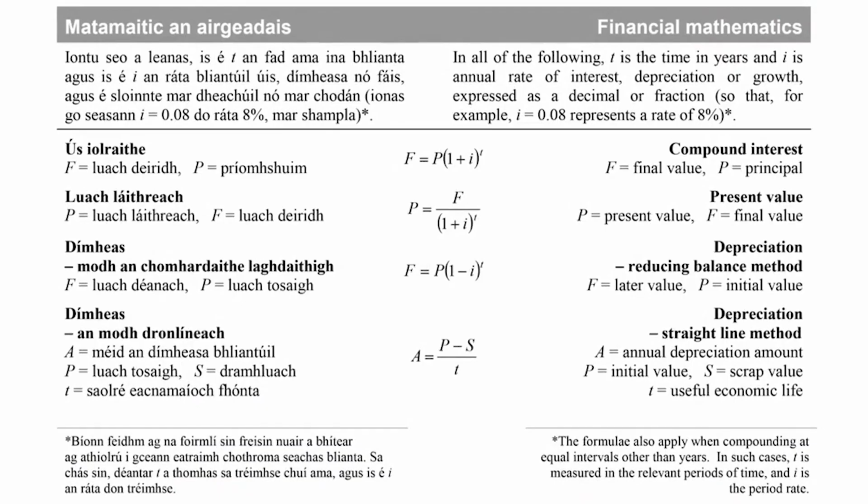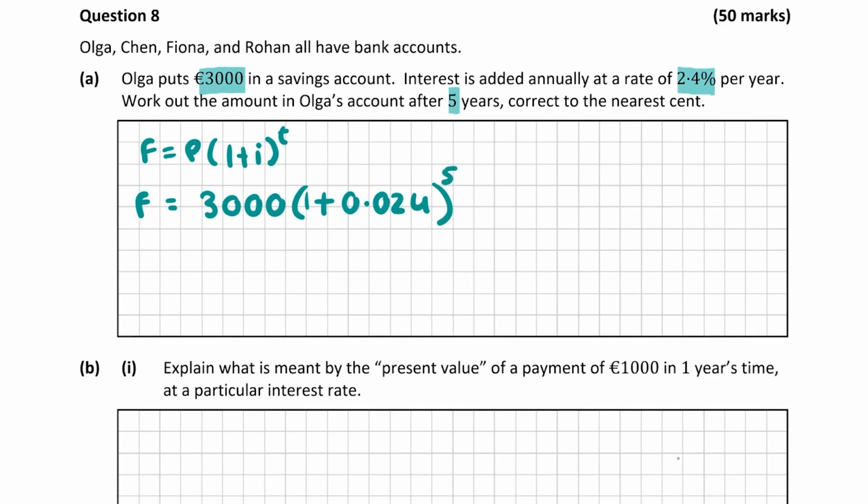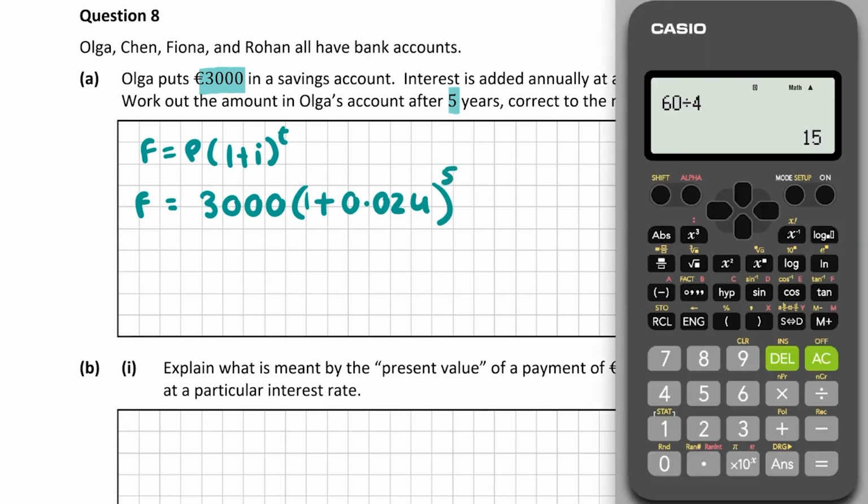So the formula in question here is the compound interest formula, which is F is equal to P (1 plus i) to the power of t. So I'm just going to rewrite the formula here. F is equal to P by (1 plus i) to the power of t. F is the final price and that's what we're looking to find. P is the principal, which is the amount initially invested, and that's €3,000 for this question. 1 plus the interest rate, and the interest rate is 0.024, and t is time in years, and that is 5 years.